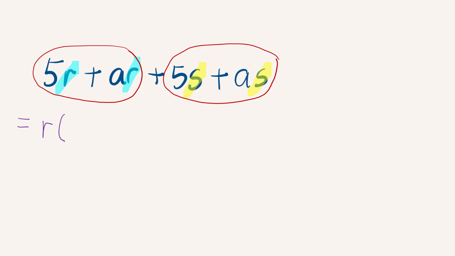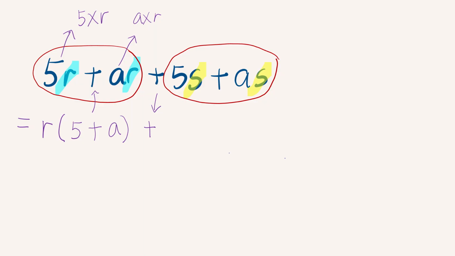So 5r is equivalent to 5 times r. So when I factorize the r out, I'm left only with 5. And I continue with the operation plus. So ar is equivalent to a times r. So when I factorize r, I'm left with a, and then I close the bracket. So you continue writing the middle operation. The middle operation here is a plus. So continue with plus.